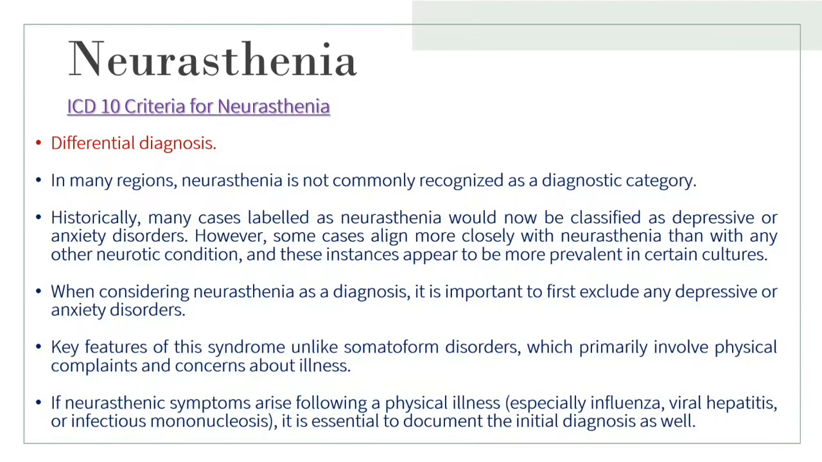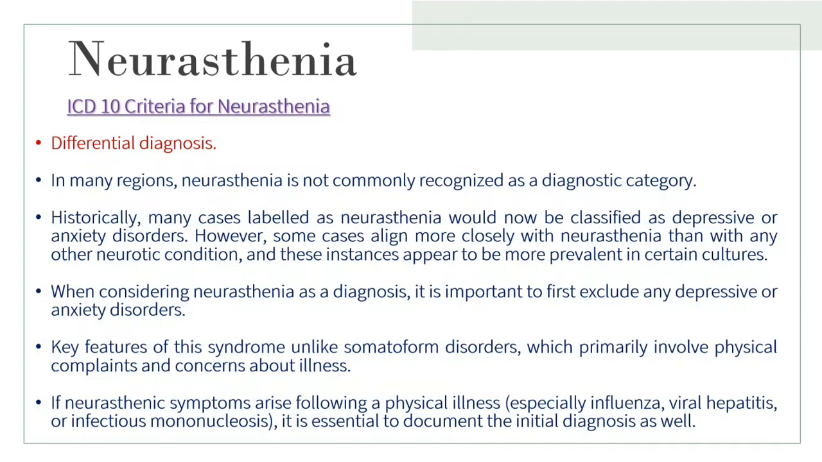The differential diagnosis. In many regions, neurasthenia is not commonly recognized as a diagnostic category, and is rather put in the continuum of depressive disorders. Historically, many cases labeled as neurasthenia would now be classified as depressive or anxiety disorder in newer classifications. However, some cases align more closely with neurasthenia than with any other neurotic condition, and these instances appear to be more prevalent in certain cultures. So neurasthenia is also found to be culture specific, and it aligns more with the culture bound syndromes.